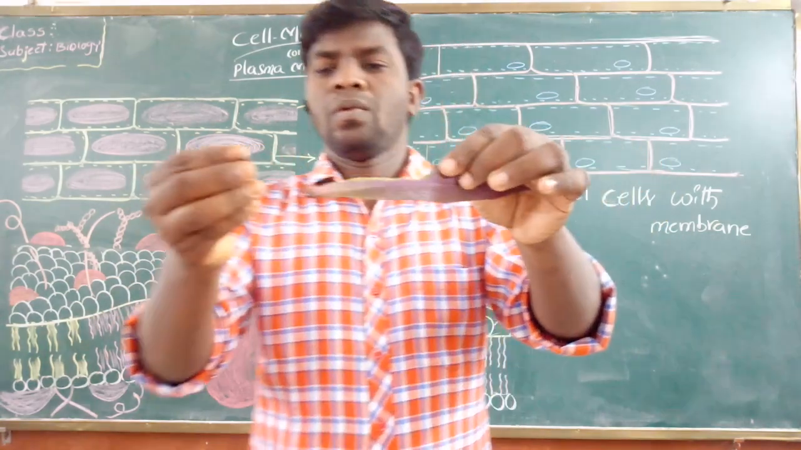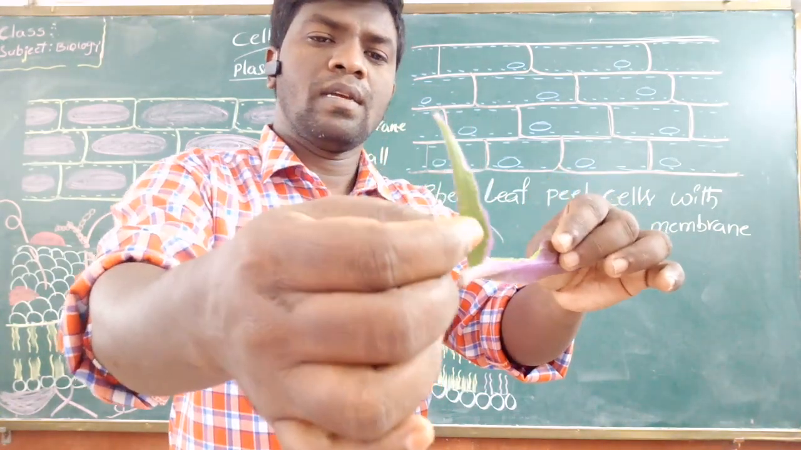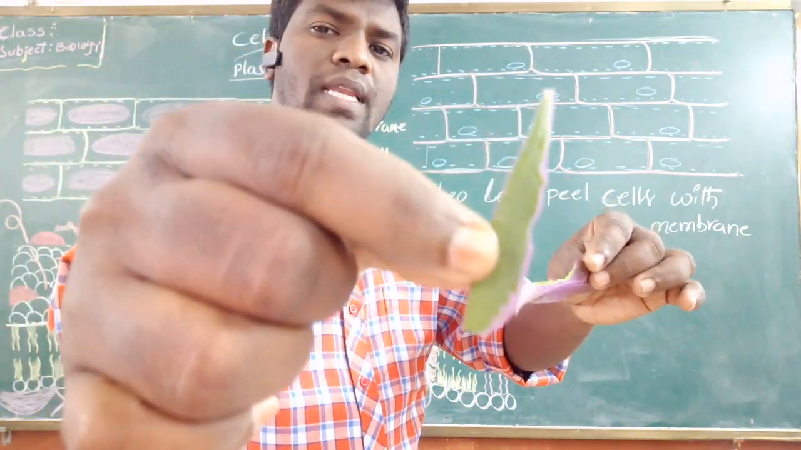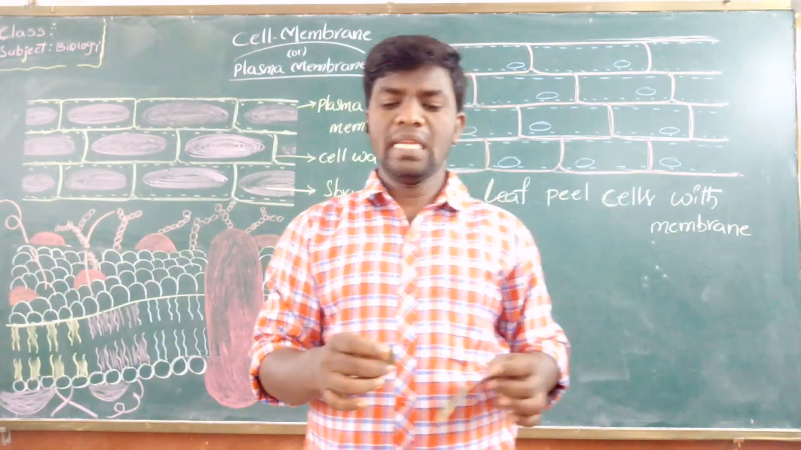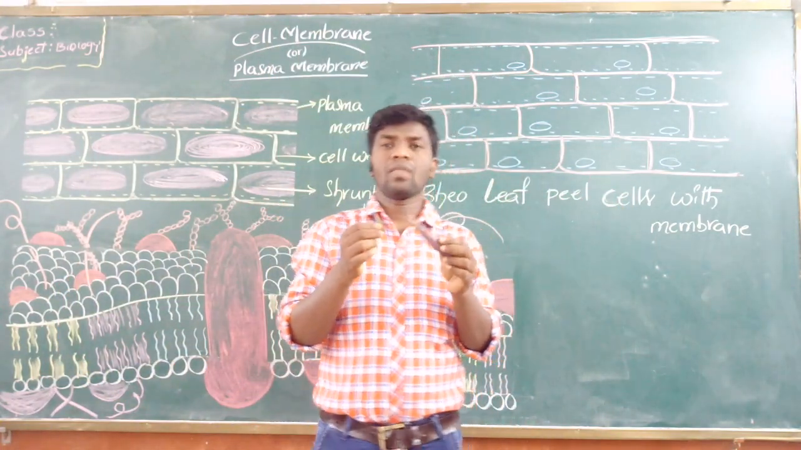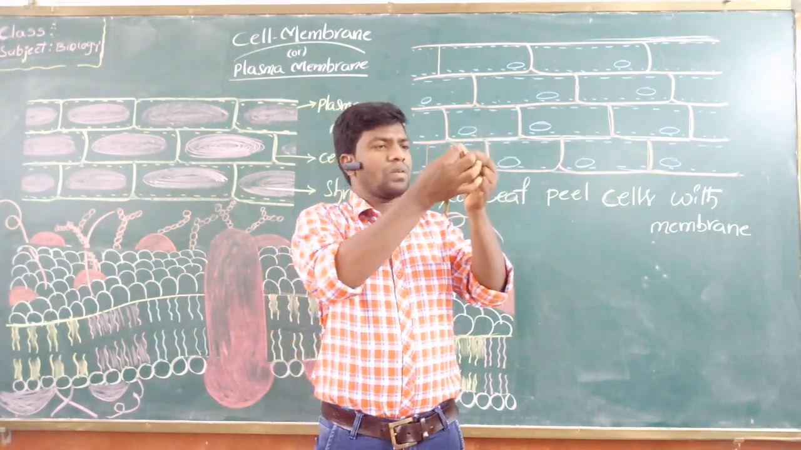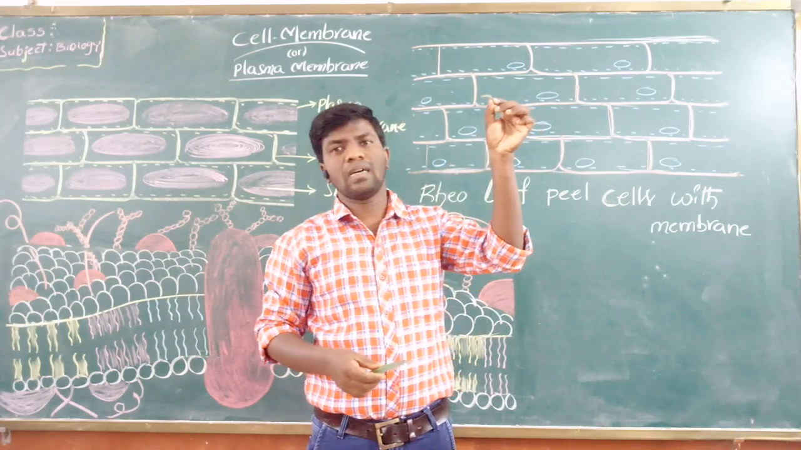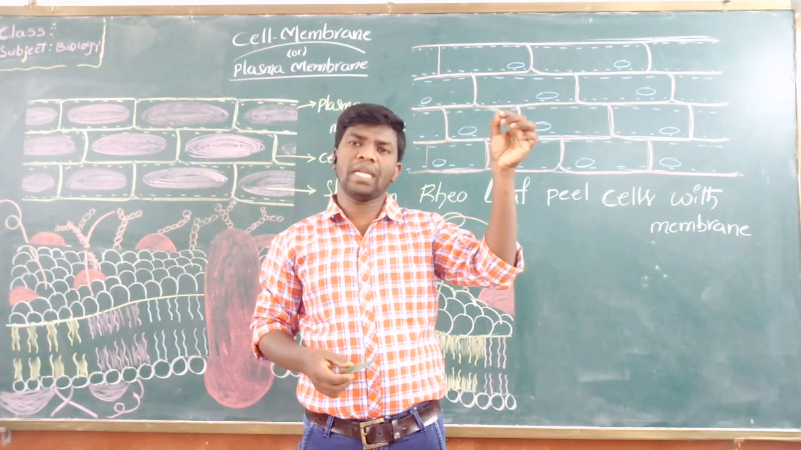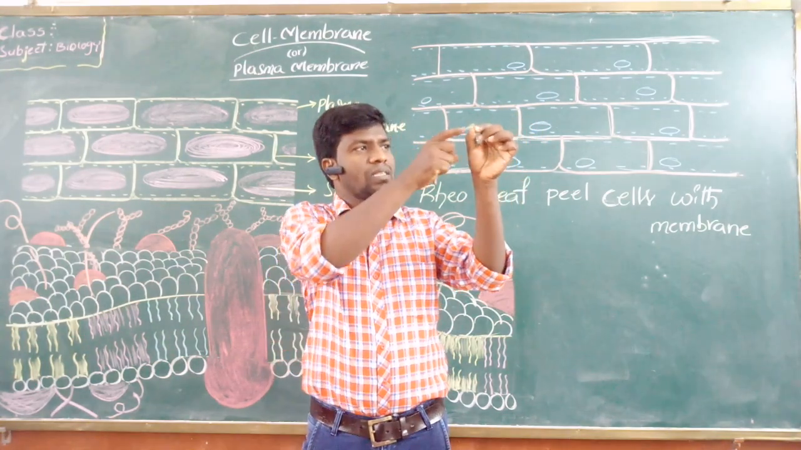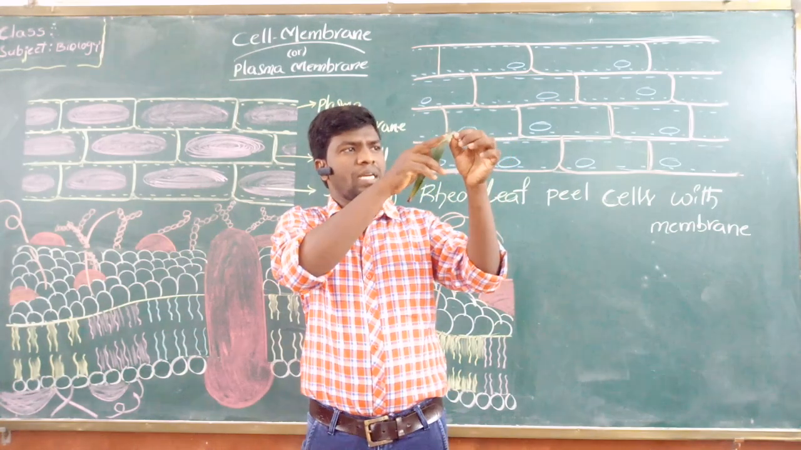We have to tear this Rheo leaf in a single stroke. Then observe it against the light. Take a small piece of leaf peel from the light colored, transparent portion.